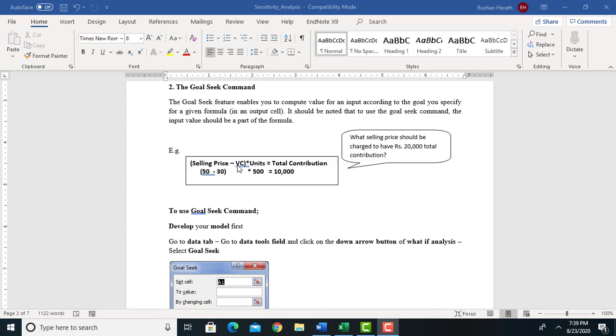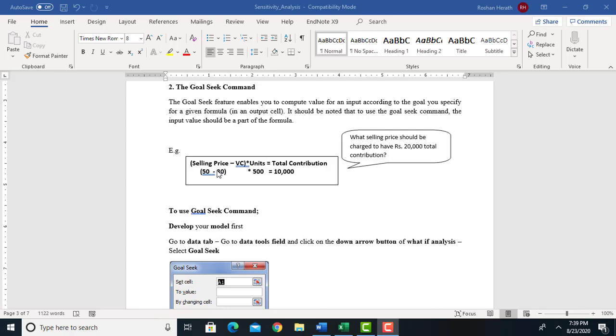Assuming the variable cost and units would remain the same, what change would you likely see in the selling price? So the maximum capability it offers is that, when the other factors are constant, you can see a change in one input in order to derive a specified output.